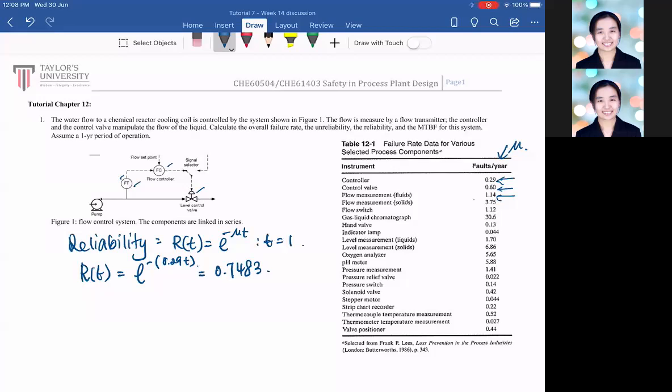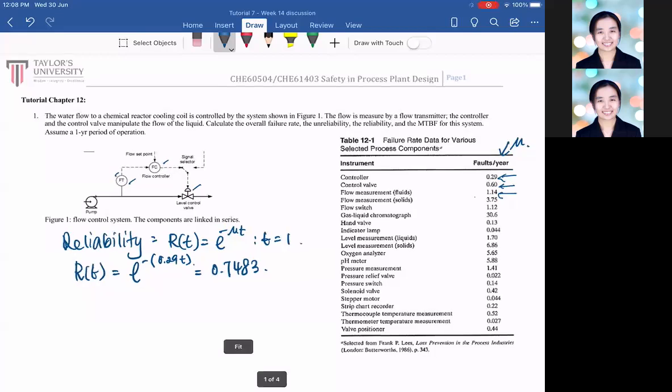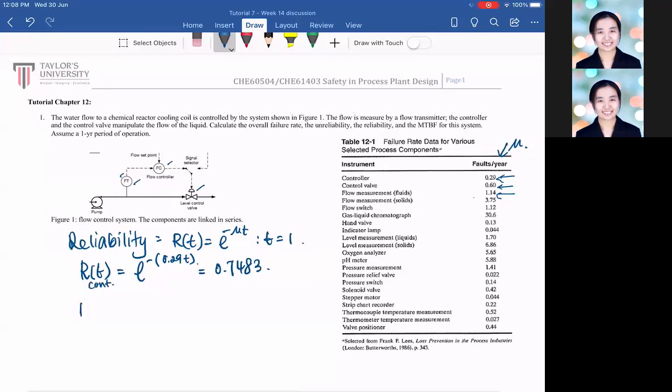Okay, so same thing, the first one is the controller. The next one we have is the transmitter, the FT. So e to the minus flow measurements 1.14. We get something like 0.3198. And also we have our R for the valve.